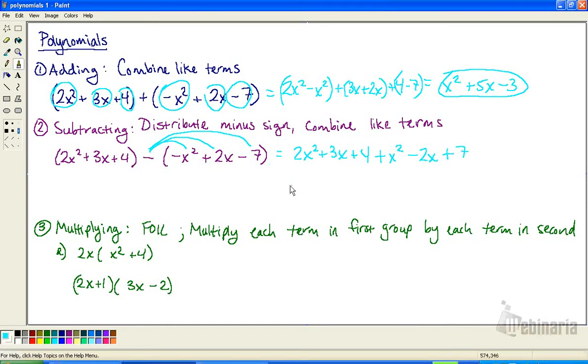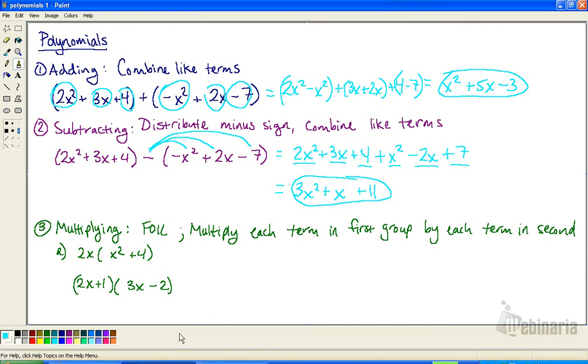The next thing I can do is combine like terms just like I did before. So now I have 2x squared plus 1x squared. That gives us 3x squared. I have 3x minus 2x, which gives us just a plain old 1x, which I write as x. And I have 4 plus 7, which is 11. So make sure to distribute that minus sign and then combine like terms.